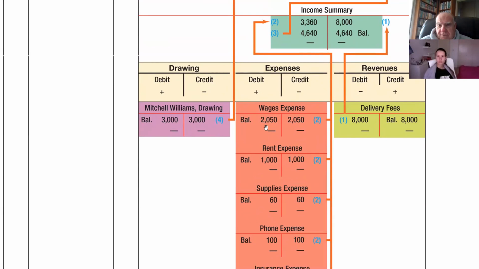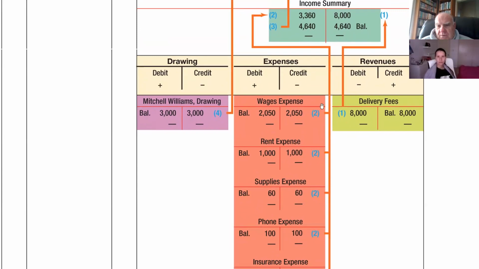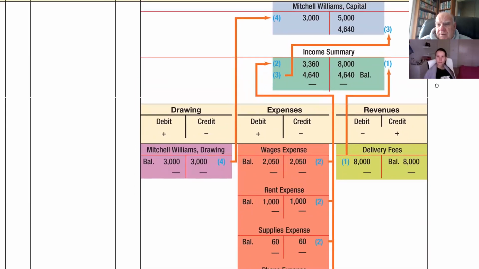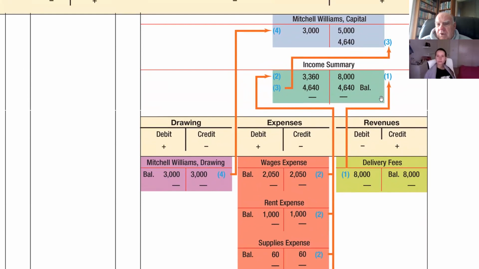We have to do the same thing with each and every expense. Wages expense, 2,050. Rent expense, 1,000, etc. We credited this to get rid of that debit balance. And when they're all added up, we move them up to the income summary. So the credit side of the income summary is your revenues. Debit side would be your expenses. So there is $4,640 profit. We moved into the income summary, which we are now going to zero out into capital.